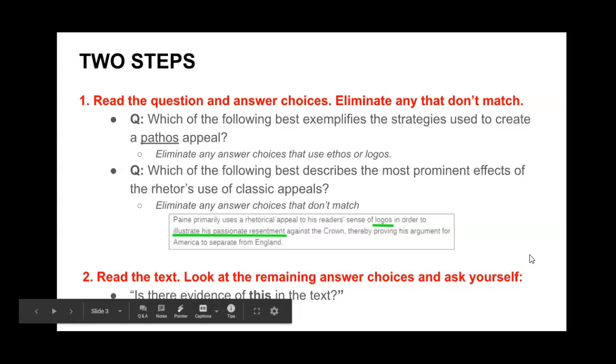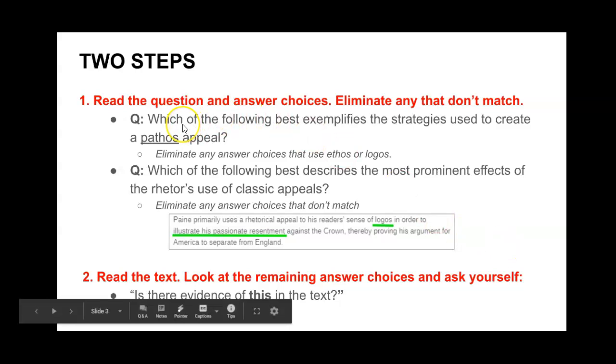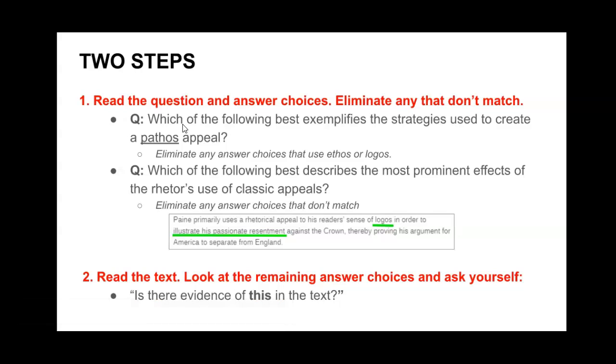Okay, so here are your 2 steps. Step 1, read the question and the answer choices. So even if it gives you a passage, first read the answer choices and eliminate any answer choices that don't match. For example, if they're asking you which of the following best exemplifies the strategies used to create a pathos appeal, you can eliminate any answer choices that are talking about ethos or logos.